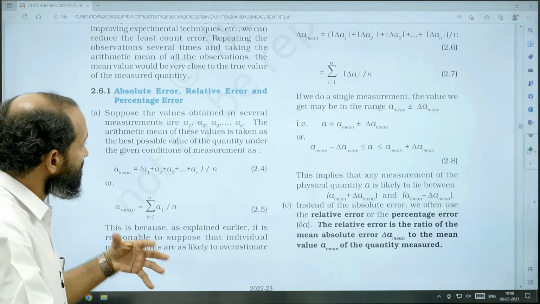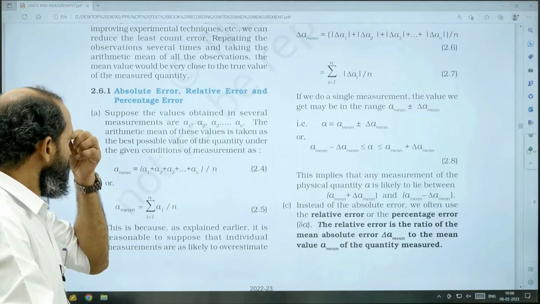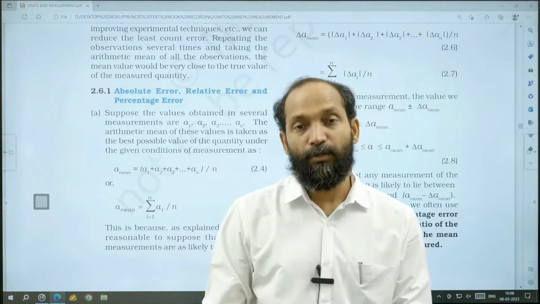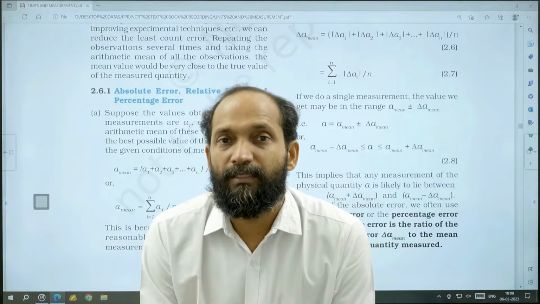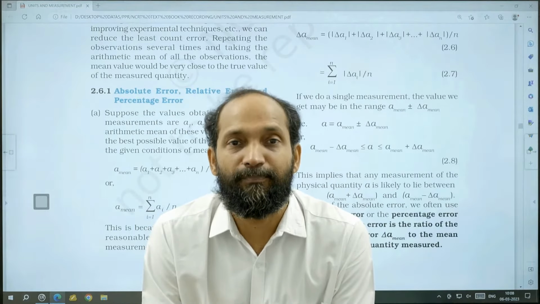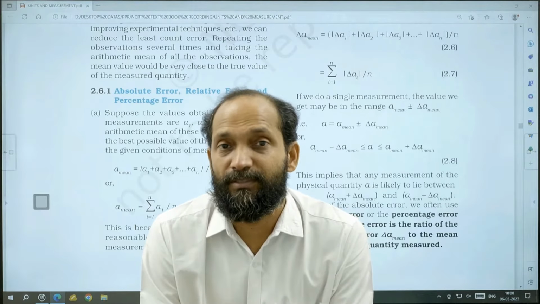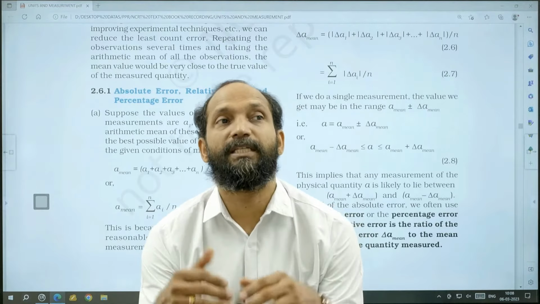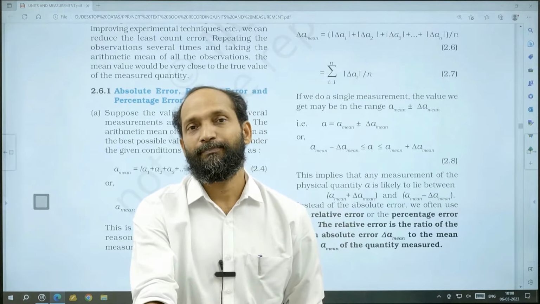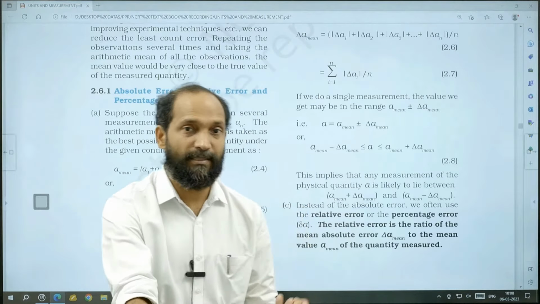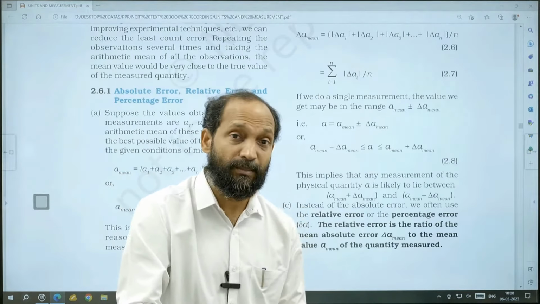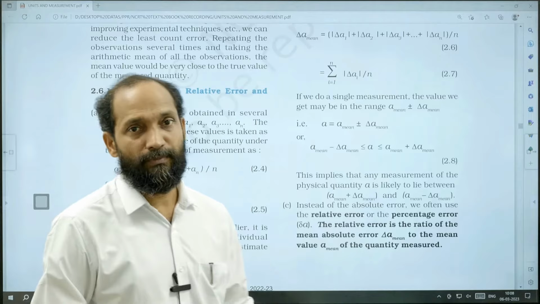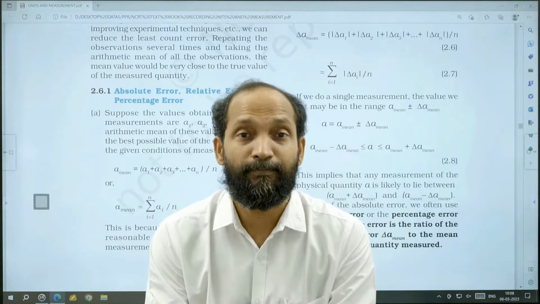Now, how to mathematically measure all these errors? First one is the absolute error. How to measure absolute error? Any quantity can be expressed within proper error limits. While taking a measurement and expressing it as a result mathematically, we have to express it within proper error limits. For that we have to know the true value. How to know the true value? Take the arithmetic mean. That is mentioned here.